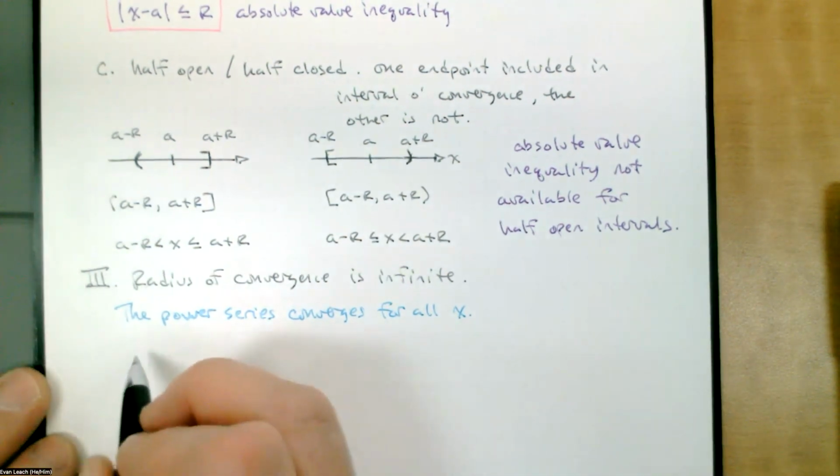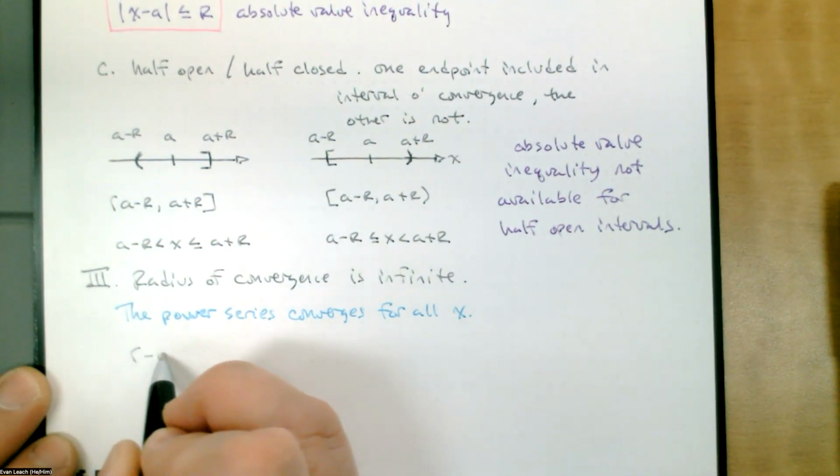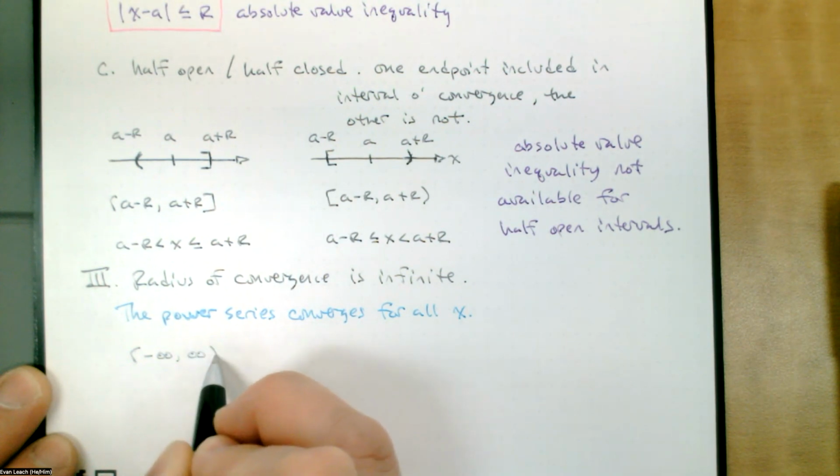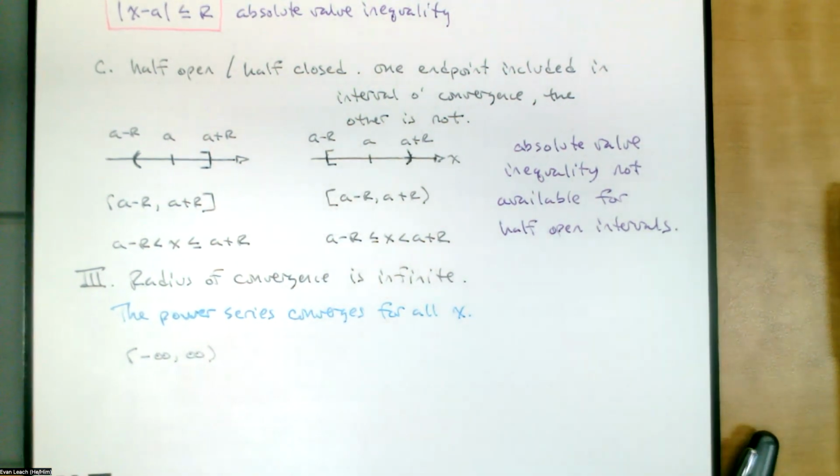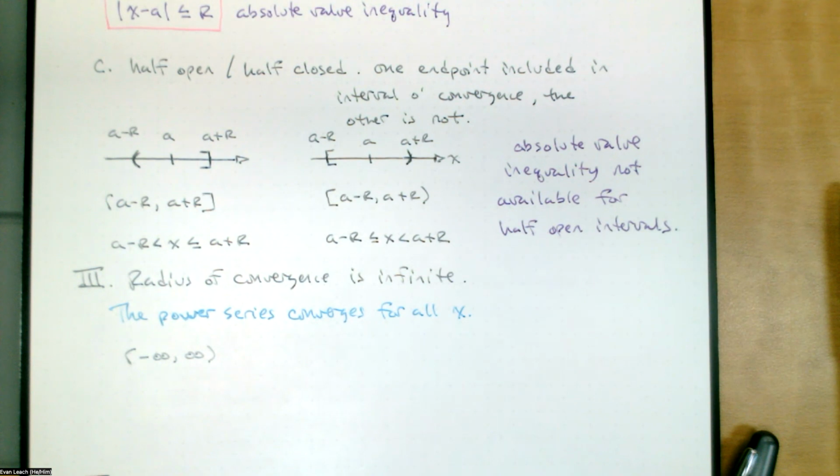In interval notation, we would say negative infinity to infinity. This is the interval notation for all real numbers. We never think of infinity as a number, so we never want to put square brackets to say it includes infinity. All real numbers is not a closed interval. All real numbers is open. You use open interval notation.